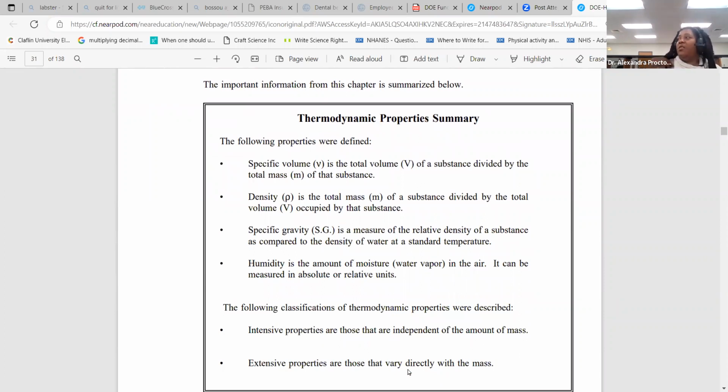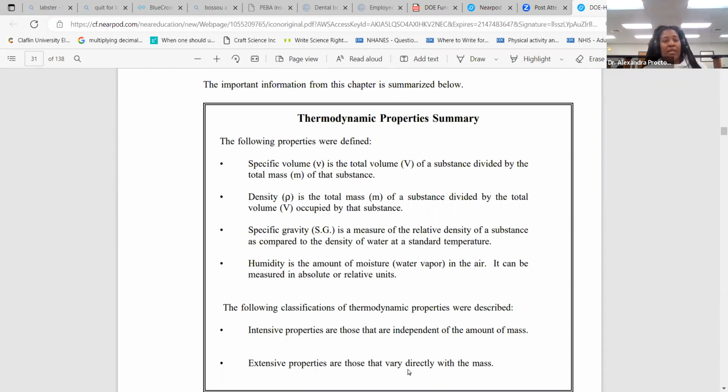And so I like that this book has these summaries, okay? So you can go through the text and it'll flesh out what all of this is, but I like that these books have summaries for each chapter.